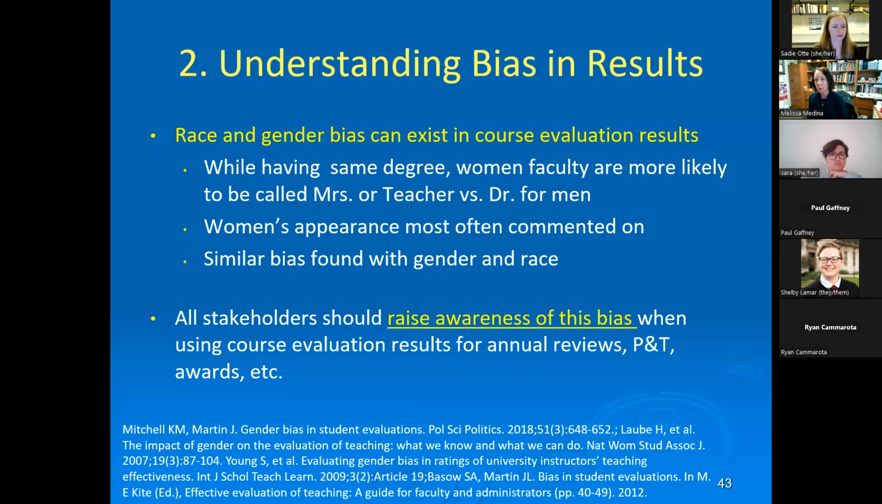So this is very important to look at, especially if we're using course evaluations for summative purposes like promotion and tenure, annual review and raises, or teaching awards. Very important that we recognize that bias exists. You may not even realize it, but this is actually happening, and it can impact how the results are interpreted.